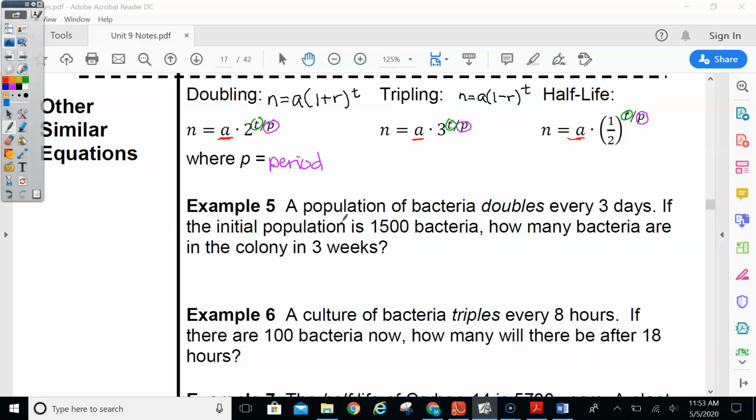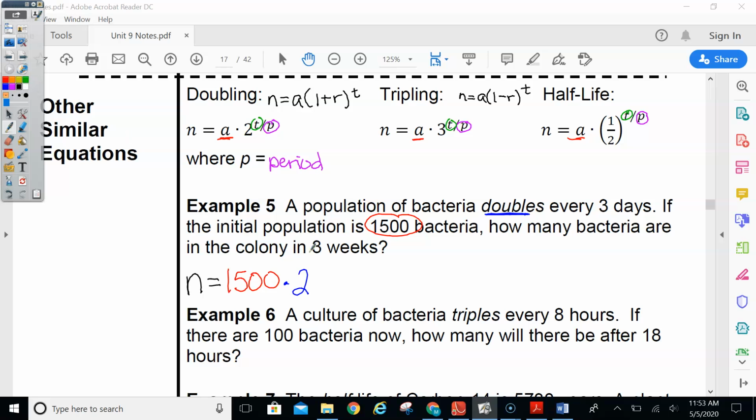Okay, so looking at example 5, a population of bacteria doubles every 3 days. So doubles tells me I'm going to use the base 2. If the initial population is 1,500 bacteria, how many are in the colony in 3 weeks? Okay, so let me just start off. So N equals A, so we're using this formula. A is your initial amount, which is the 1,500. And since it's doubling, that means the base is 2, so times 2.